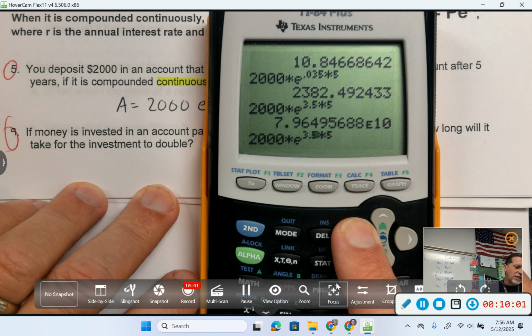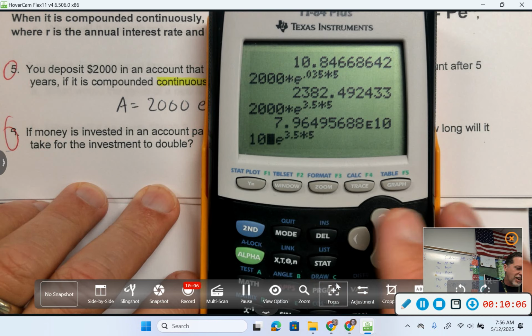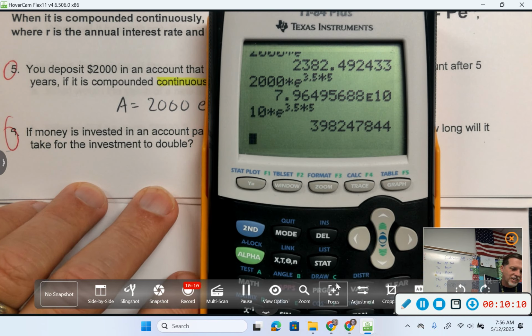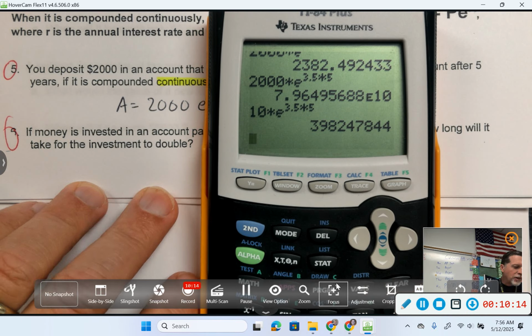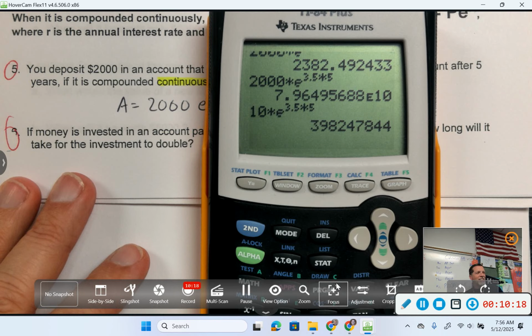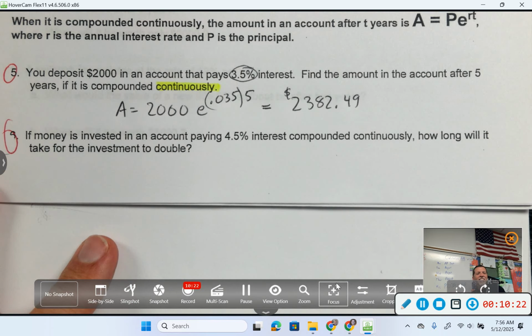So if you invested $10 instead of $2,000 for 5 years, you're still pretty good. That is $400 million. Think you could make it in life with $400 million? I think so. I hope so.